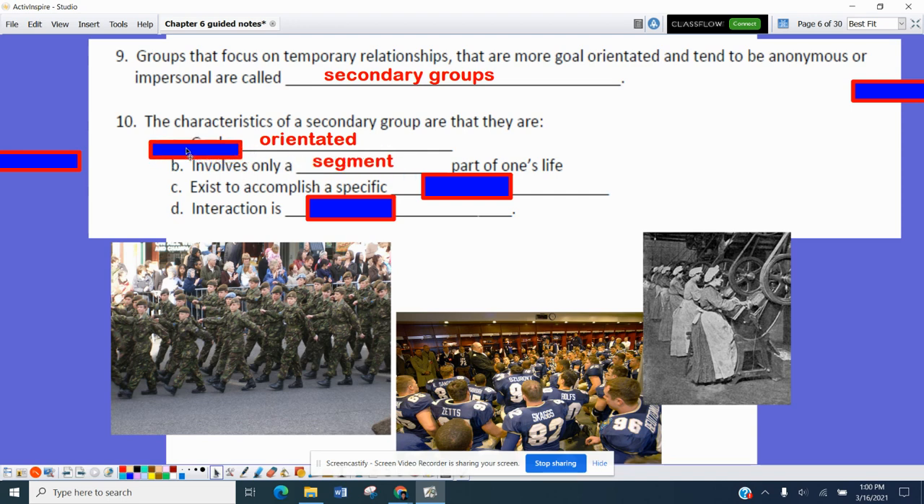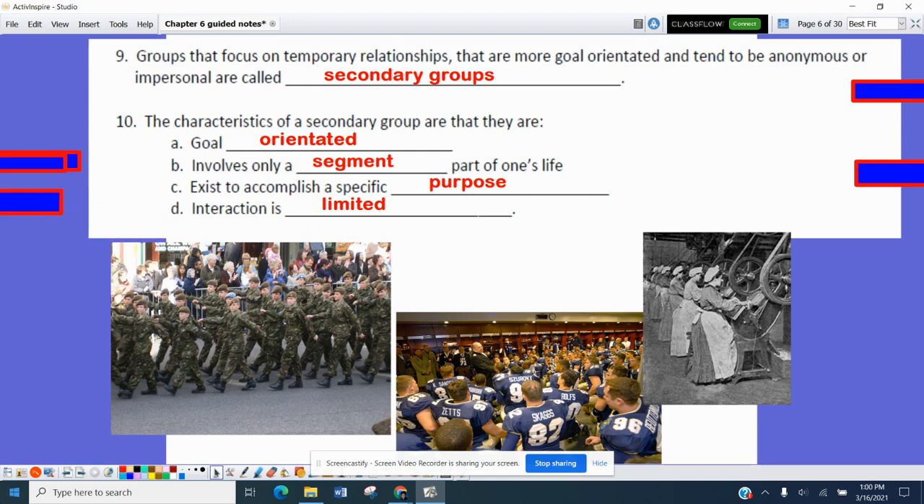It also involves only a segment of one's life. Most likely, when you think about being in the military or being a member of a larger team, that takes a certain period of time, and once you have aged out, you move on. They exist to accomplish a specific purpose, and the interaction is limited.